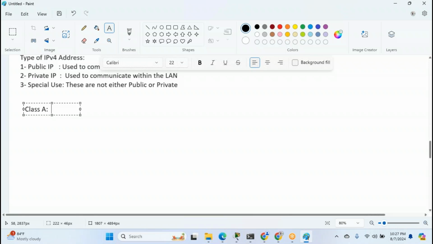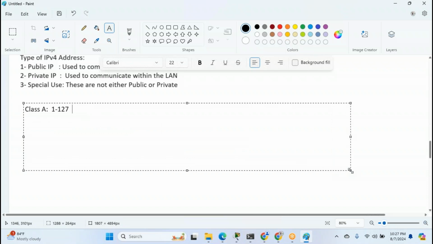So class A: if the first octet value is from 1 to 127, then all those addresses belong to class A. Why is it so? Let's say 1 is 00000001, and 127 is 01111111. You can see in both values the first bit is fixed to 0. If the first bit remains fixed to 0, all those addresses belong to class A.